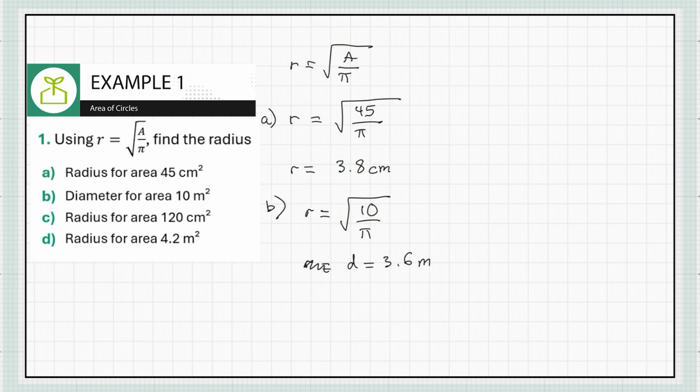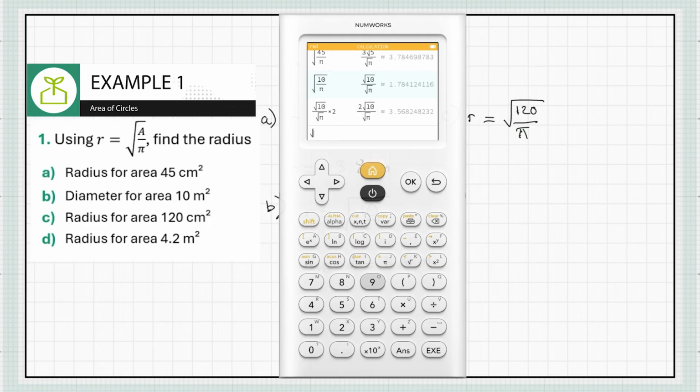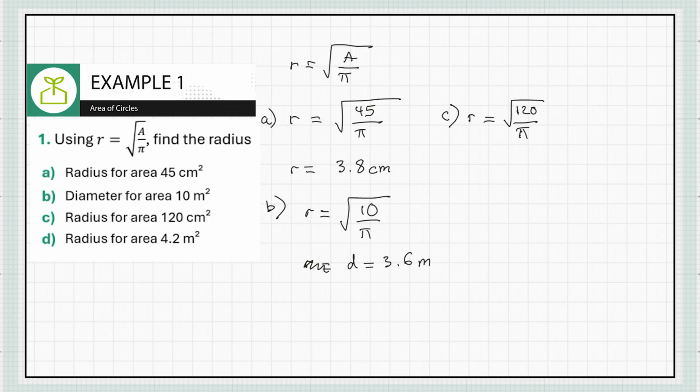Alright, looking at C, we're back to calculating our radius. Our area is 120 centimeters squared, so it's the square root of 120 divided by pi. Bring up your calculator and do the square root of 120 divided by pi, hit execute, and you get 6.18. We're going to round that to 6.2. And this was in centimeters squared, so it's in centimeters.